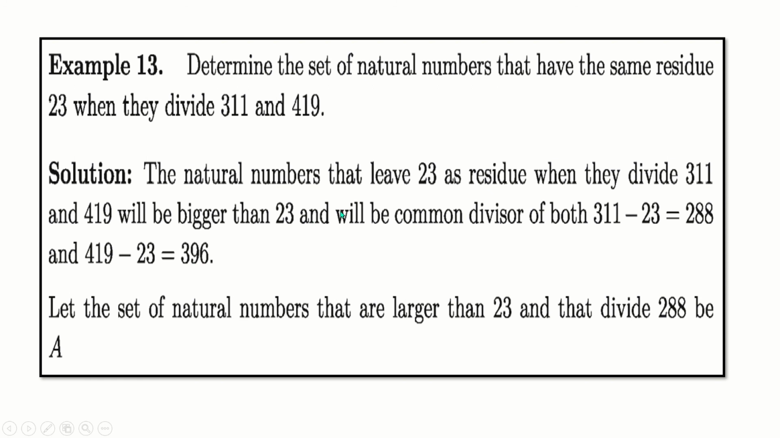Clear? So at first we'll find the natural numbers of 288, then we have to find the natural numbers or divisors of the number 396. So for 288 the set will be A, and for 396 the set will be B.